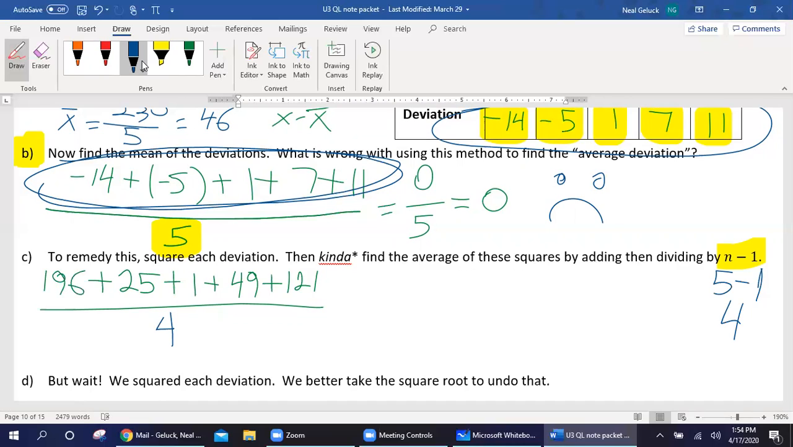Now, why do I do that? That's a story for a high-level statistics course. We're not going to worry about it in here. Just take my word for it. It is important, but just go with it. I'm not going to explain why. So we're going to divide by 4. This is kind of finding the average of these numbers. If you do this, you'll get 392 over 4, which is 98.